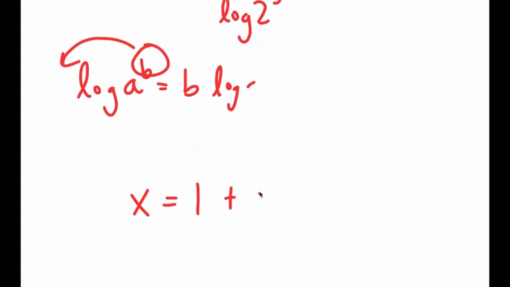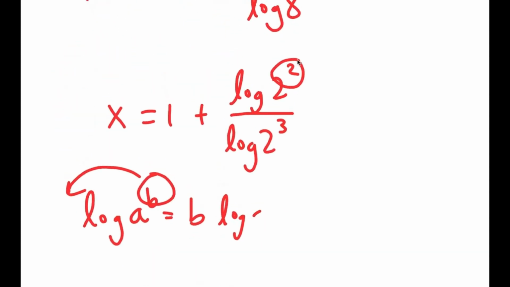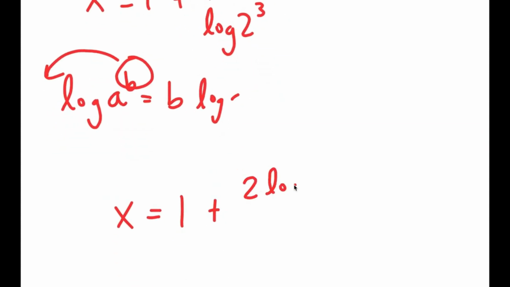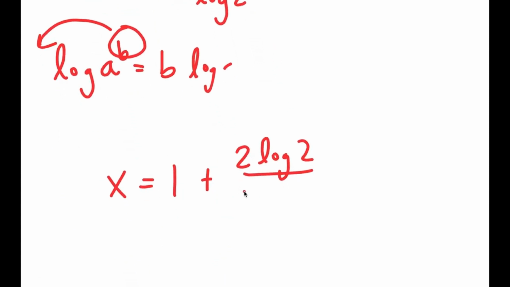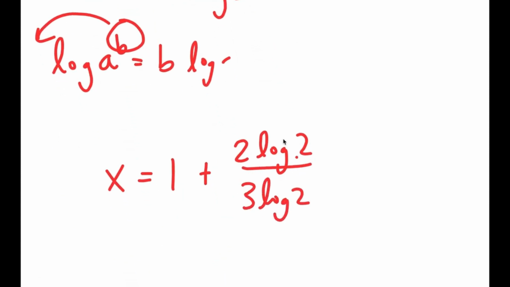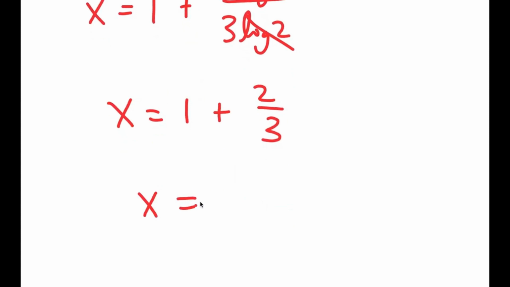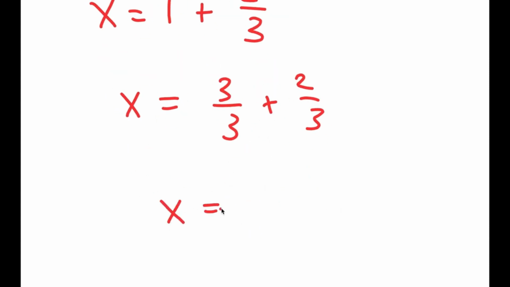So I get x is equal to 1 plus, I can move the 2 to the front, so 2 times log 2 over the same thing with 3, so 3 times log 2. So now these two cancel out, and I get x is equal to 1 plus 2 over 3, which is equal to 1 is the same thing as 3 over 3, so 3 over 3 plus 2 over 3, which is 5 over 3. So x is 5 over 3.